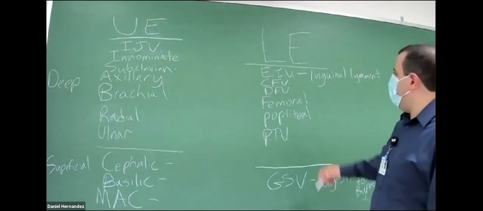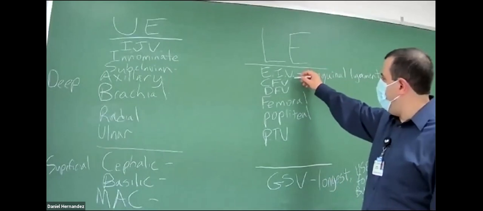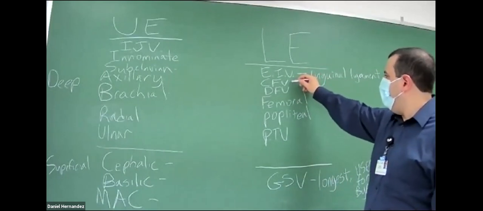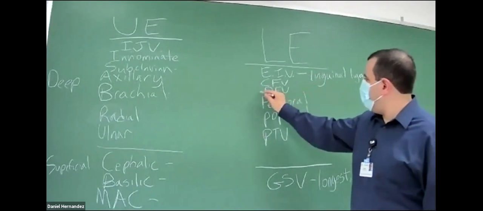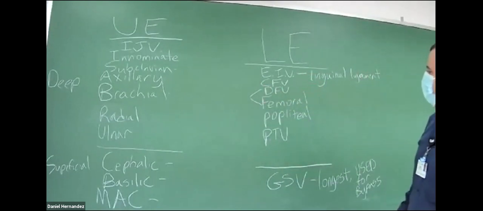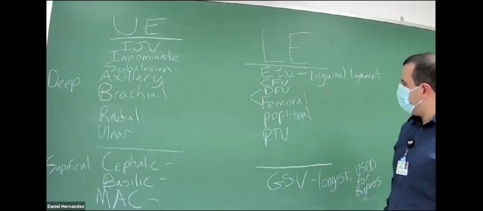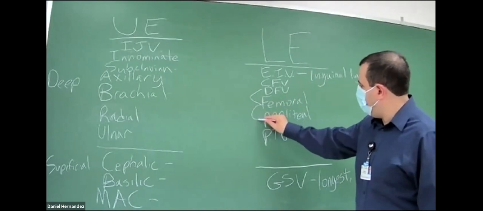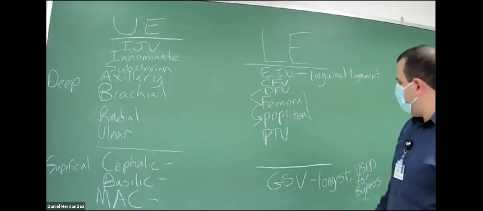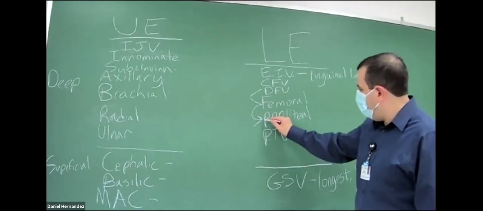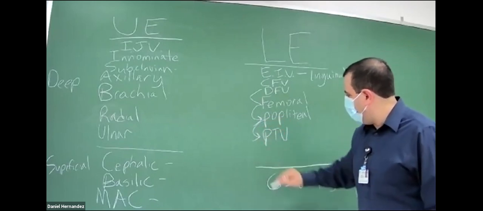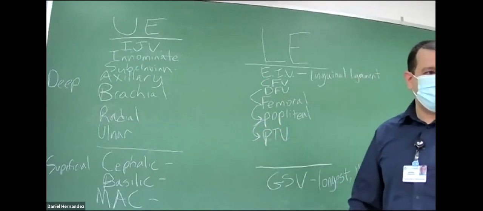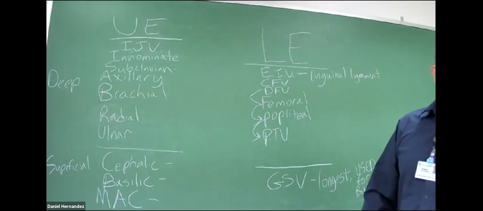So as we're working down the leg, we have our external iliac vein, which becomes the common femoral vein. Then the common femoral vein splits into our deep femoral vein and femoral vein. And the femoral vein becomes the popliteal. And then we have one more vein where the popliteal splits. Actually, we have two more in the calf. The peroneal vein. Peroneal veins, yep.